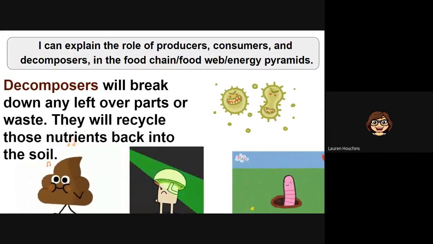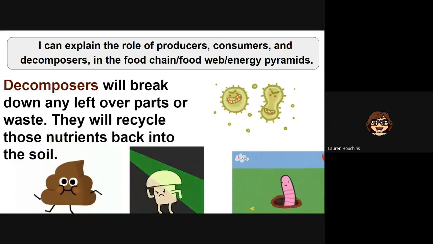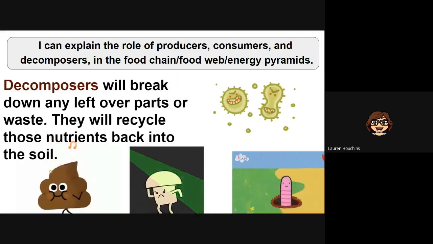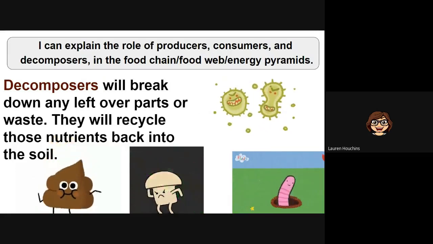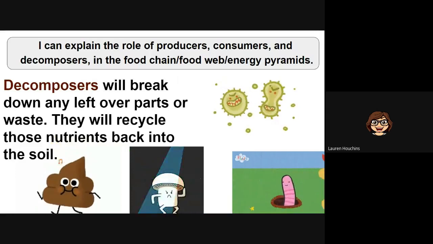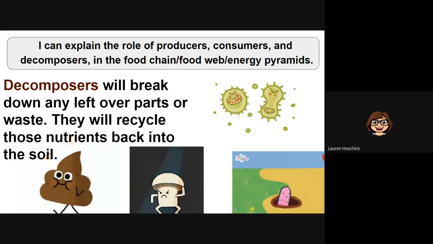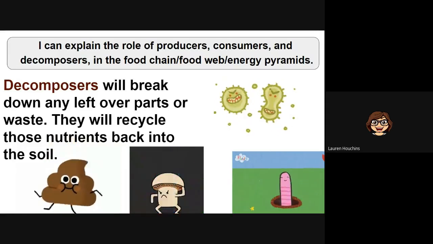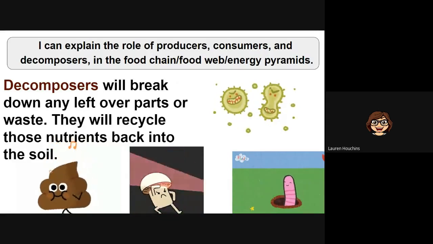And then we have decomposers, and decomposers are going to break down any of those leftover parts or waste, and they're going to recycle those nutrients back into the soil. So we know that those decomposers like bacteria, mushrooms, worms, they're going to break down anything that's left over or dead, and also in its poop. They're going to break down all that, and all those nutrients are going to go back into the soil.